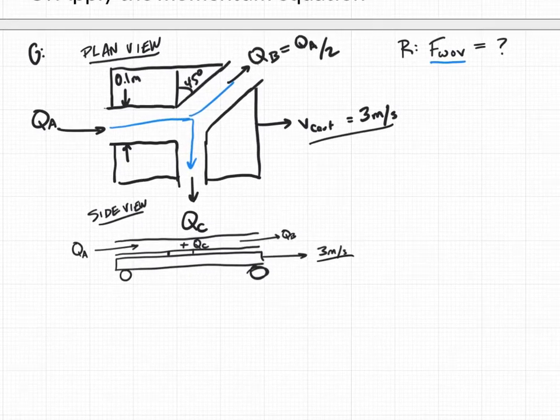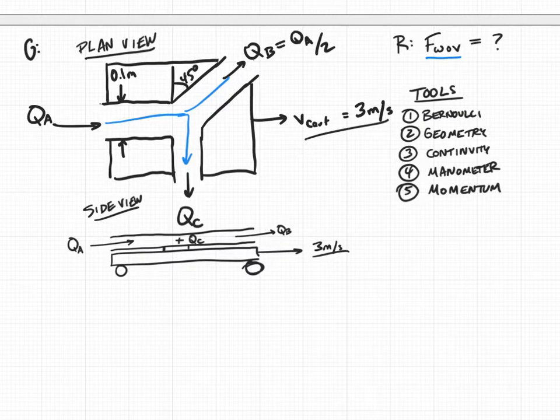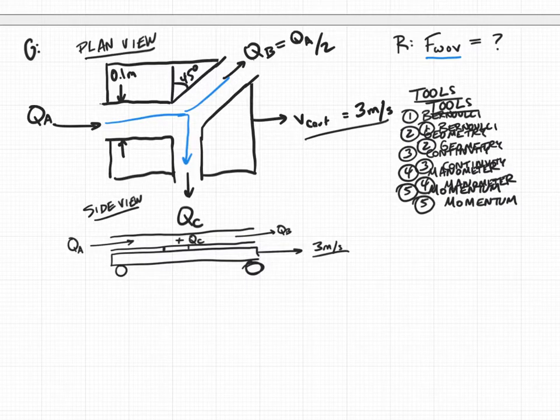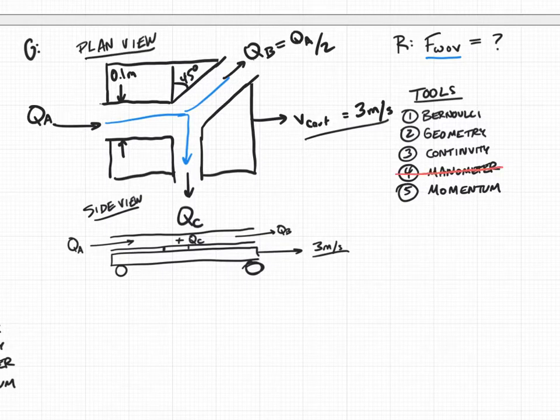Okay, so the first thing I want to do is let's identify our tools real quick. All right, so here's our set of tools. Probably at some point I'm going to duplicate these, because we're going to need them again. Let's just put them over here somewhere, because these guys show up a lot. In the meantime, we don't have a manometer in this problem, so there's not going to be any manometers going on. There's always geometry to deal with, but based on this plan view and this side view, there's no elevation changes in any of this, so really this is going to take a back seat. There's no z's.